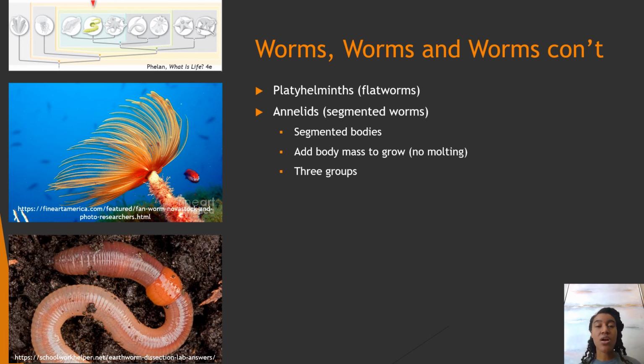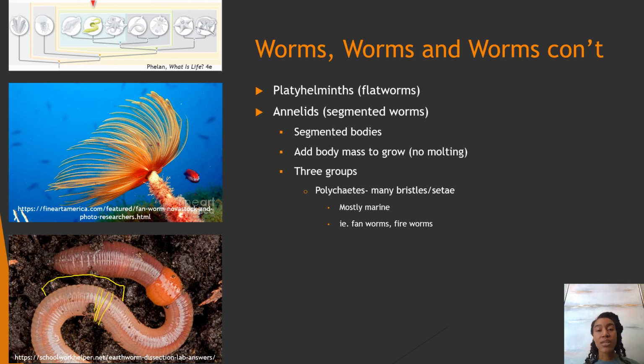Another group of worms are those that belong to the phylum Annelida, and this includes what we call annelids or segmented worms. They're called this because they have a segmented body plan. You can see it pretty well in this picture of an earthworm. If you look at this part of the body, you can really see these lines, right? Each of these lines is a segment of their body. In order for these worms to grow, they just add new segments to their body, so they do not undergo molting.